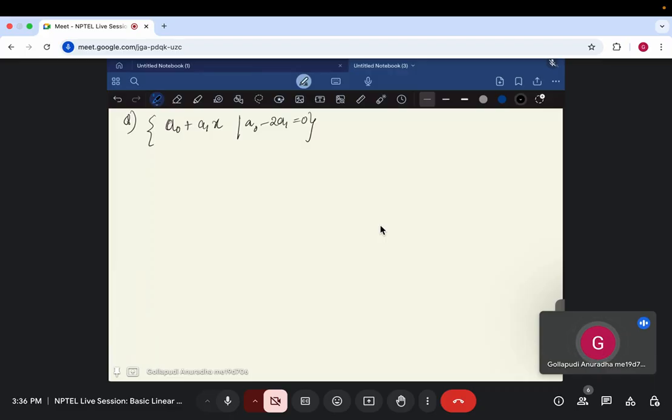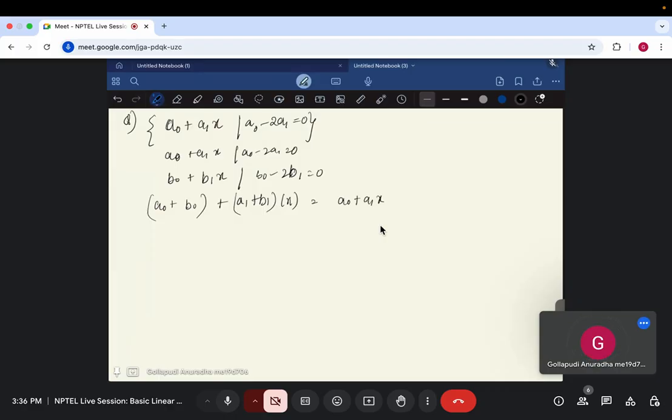Okay, so suppose I'm taking a vector a0 plus a1x such that a0 minus 2a1 is equal to 0, and also I'm taking one more vector b0 plus b1x such that b0 minus 2b1 is equal to 0. Then if I'm adding them, we get (a0 plus b0) plus (a1 plus b1)x, which we can write as a0 plus a1x and b0 plus b1x. So you are able to write this in this form.